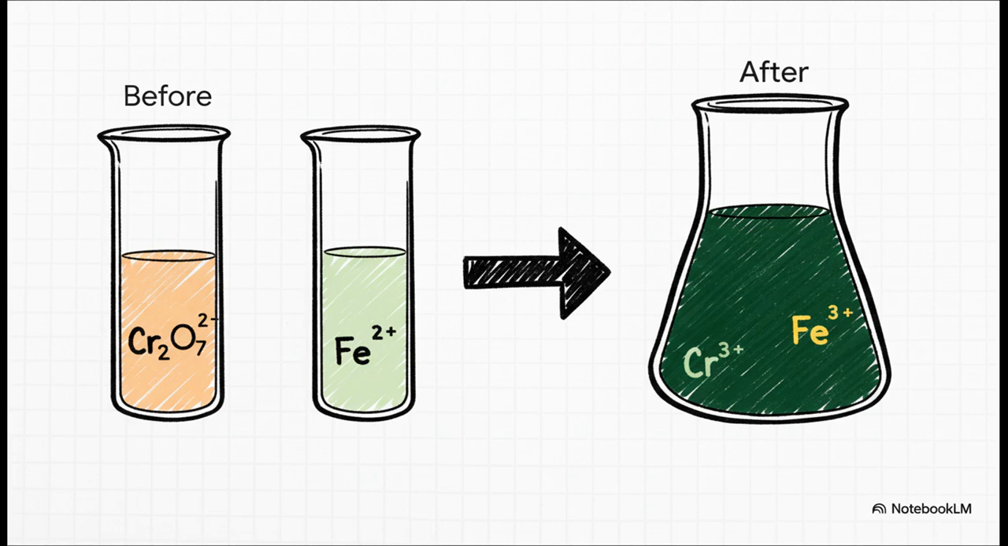So what happens is that the orange dichromate ion oxidizes the pale green iron 2 ions into yellow-brown iron 3 ions. And in this process, the dichromate itself gets reduced to the green chromium 3 ion. And that's why the final solution turns green. And there on the slide is the all-important ionic equation. Please, please, I'm requesting you, practice writing and balancing this one a few times.